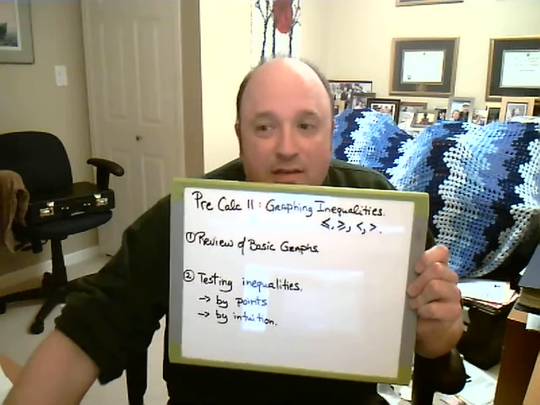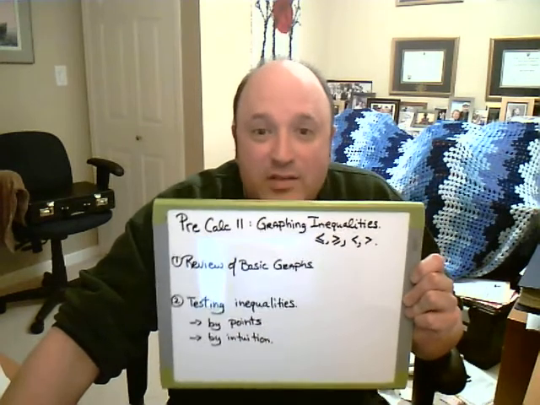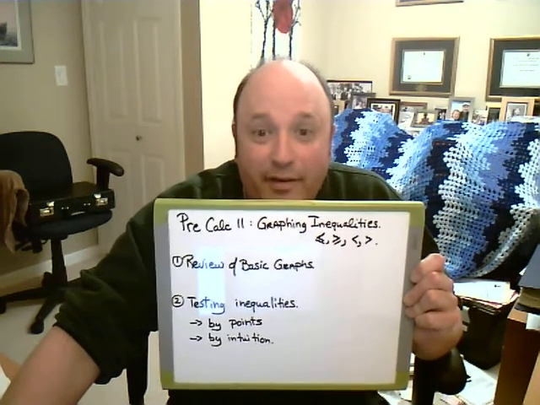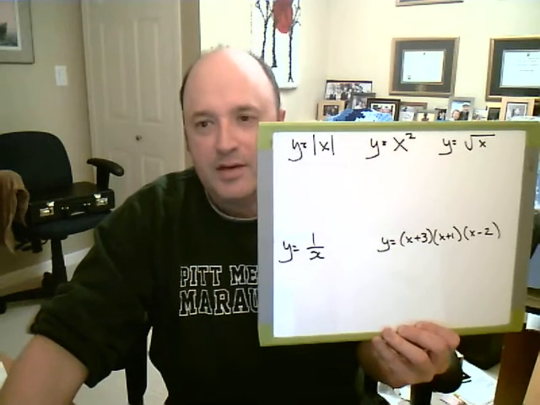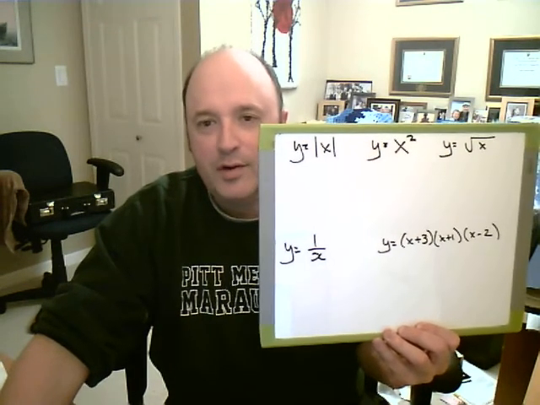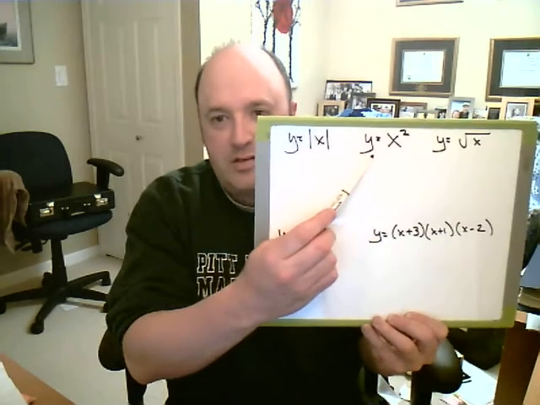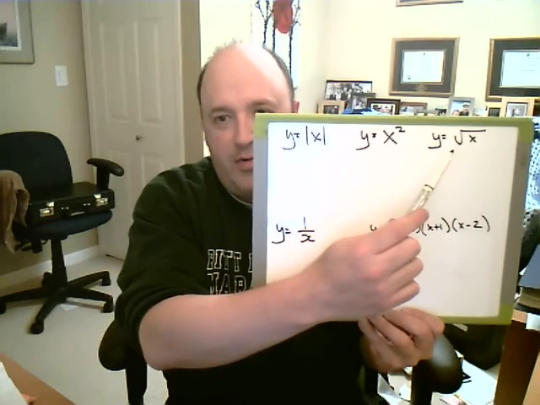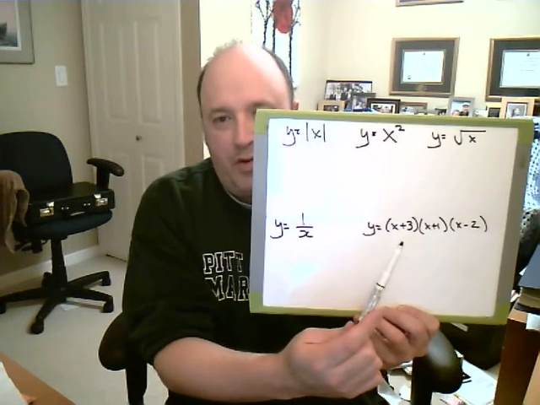So let's have a look at some of our basic graphs and see what we can remember from before all this COVID shenanigans happened. Okay, so we really have 5 graph types that we need to be able to be responsible for. We have absolute value, x squared, square root of x, 1 over x, and then the polynomial graphs.